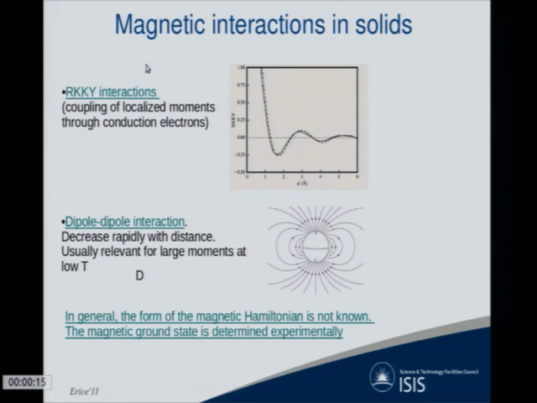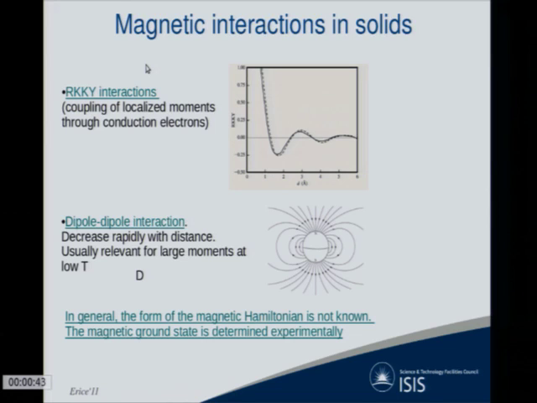So with essentially conduction electrons, and this is another type of exchange interaction which is more complex. It's modulated in space and also the sign changes as a function of the distance. And finally, you have exchanges such as dipole-dipole interaction. This is much weaker than any of the other interactions, which means it's relevant only at very low temperature and when you have large magnetic moments.